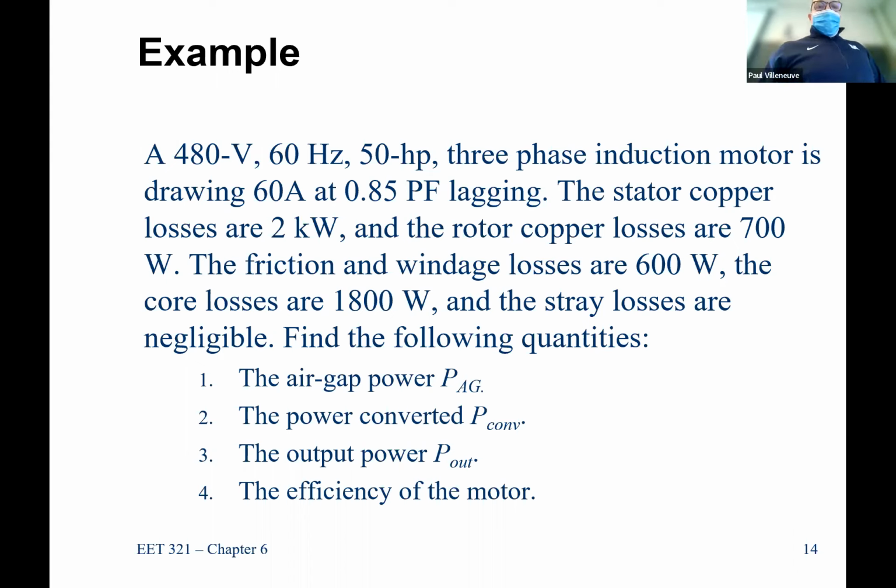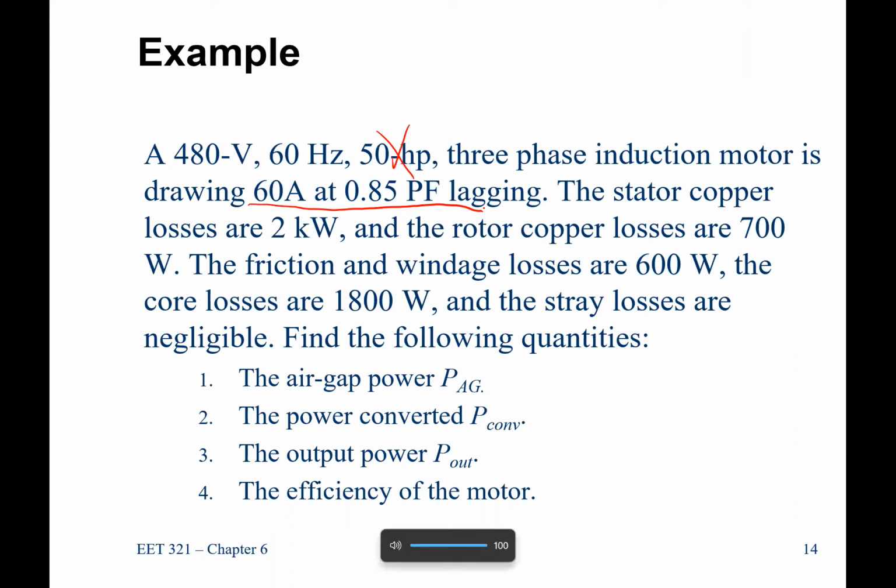So this is the nameplate data. I don't care as long as it's less than 50 horsepower. The motor is rated to deliver 50 horsepower, but that's not relevant to me. It is drawing 60 amps at a 0.85 lagging power factor. Question from Paul: that 0.85 power factor, is that like the nameplate power factor? So it's not dependent on the load or anything?